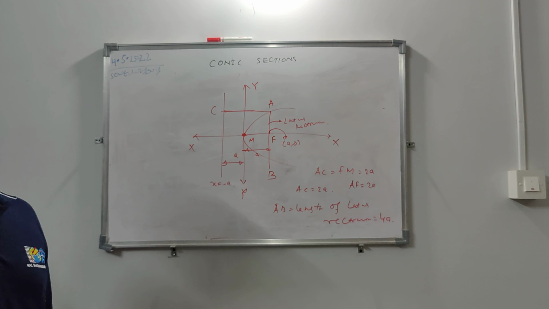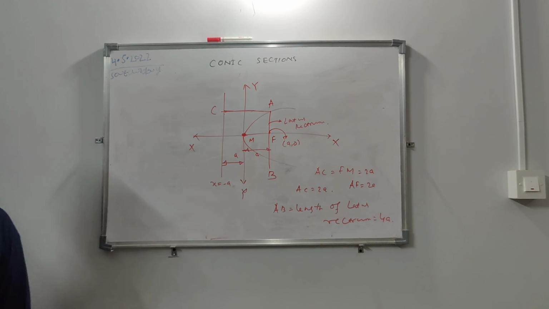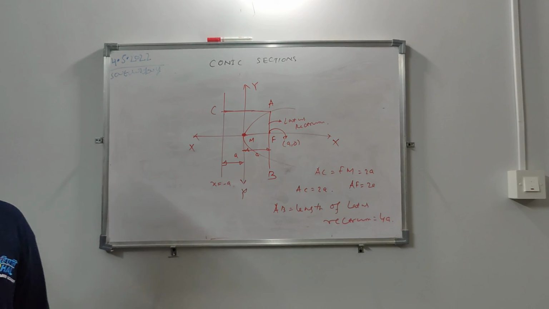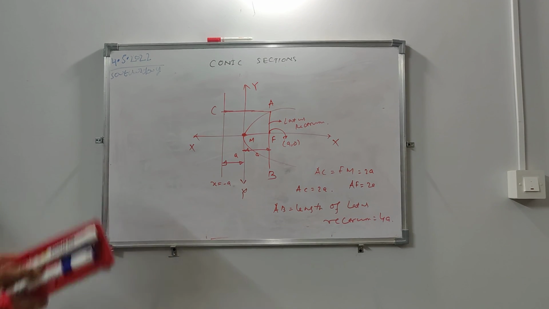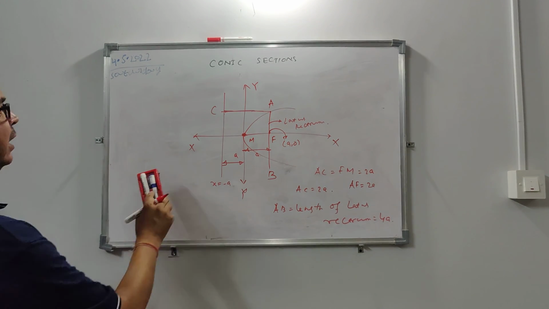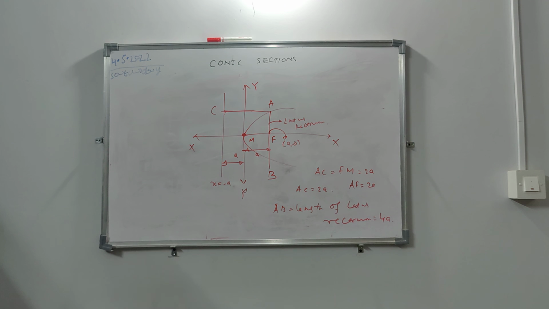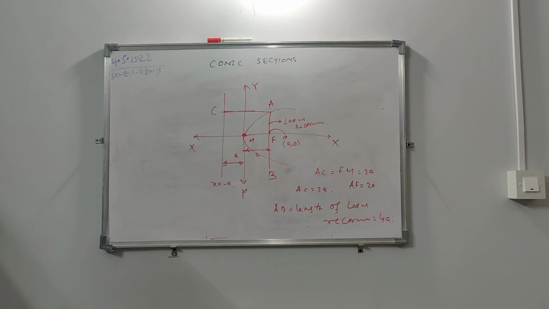So you now know what is directrix and what is focal point. Now you know what is the latus rectum and what is the length of the latus rectum. And there are 4 types of equation: y square is equal to 4ax, y square is equal to minus 4ax, x square is equal to 4ay, x square is equal to minus 4ay. These are when it opens to the right, left, up, and down. All those different cases I have explained. And we proved that the length of the latus rectum is 4a.